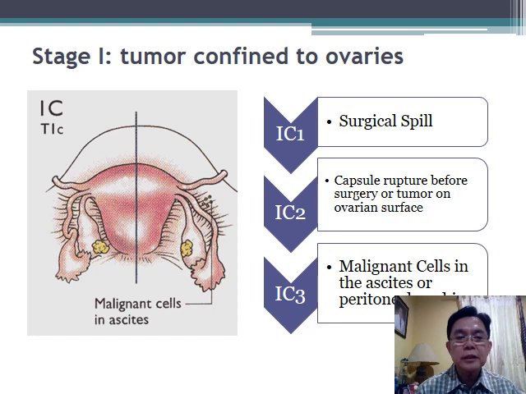So the tumor might be in one ovary or two ovaries, regardless, but it was surgically ruptured at the time of surgery, stage 1C1, or that rupture occurred even before surgery, or there is tumor on the surface of the ovary, stage 1C2, and 1C3, malignant cells in ascites or peritoneal fluid cytology.